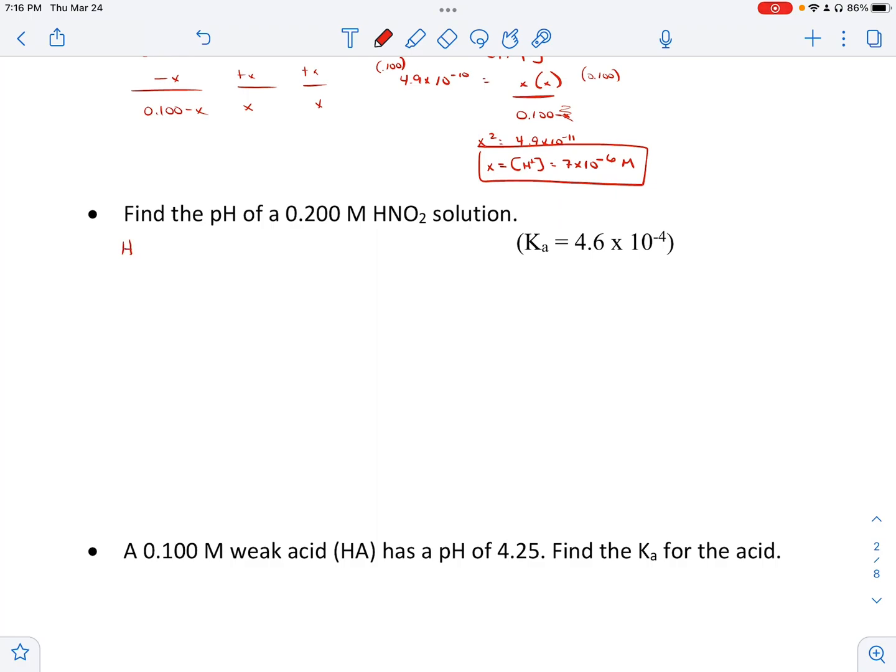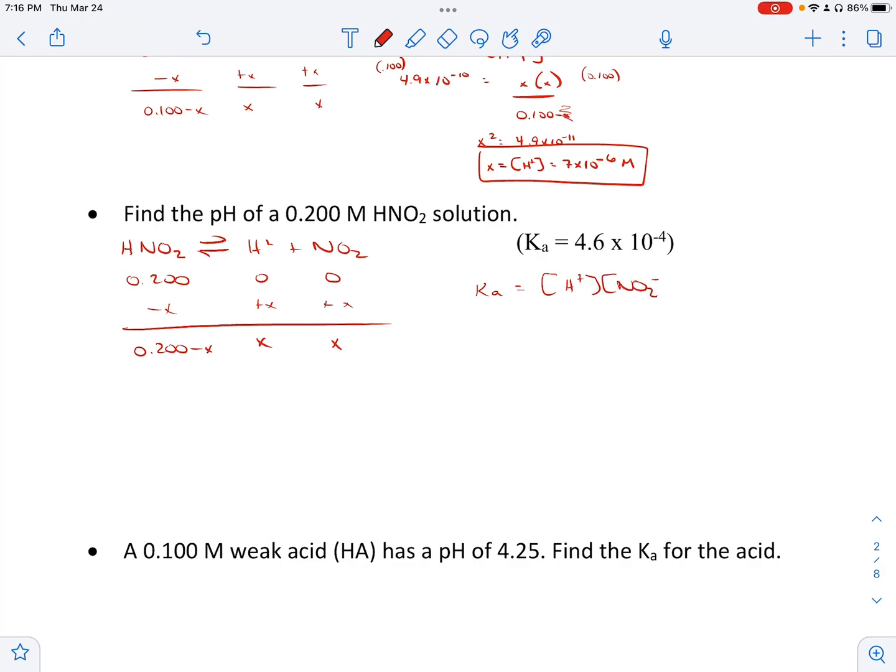So kind of the same diff. This time we have nitrous acid. We'll talk about the naming and such a little bit later. All right. So we've got that. We've got our little ICE chart. I hope you don't need me to write down ICE because totally avoided it on the last one, right? Minus x plus x plus x. All right, down here we've got 0.20 minus x. That's just x. That's x. So over here, Ka times our H plus times our NO2 minus over HNO2.